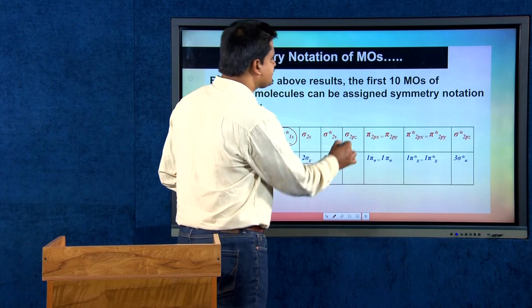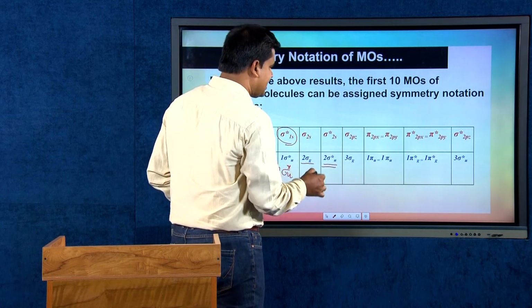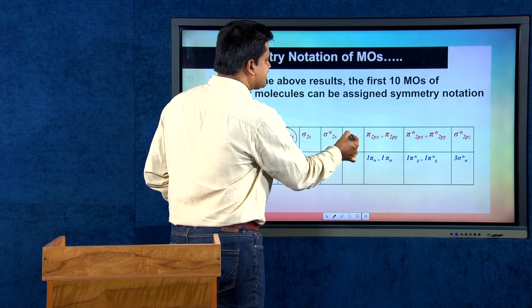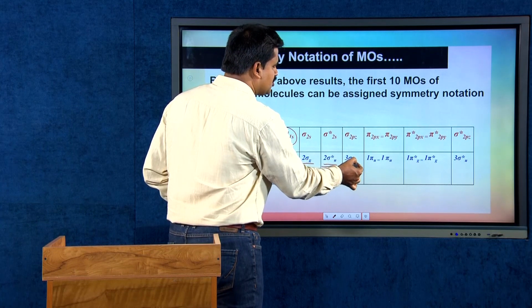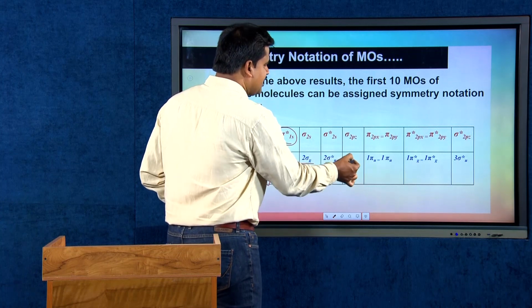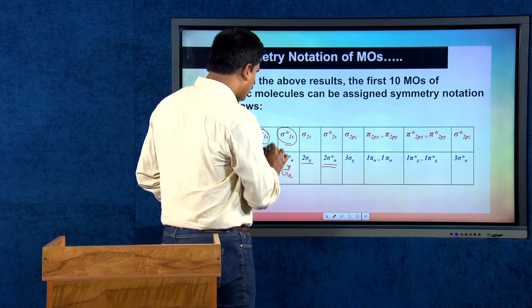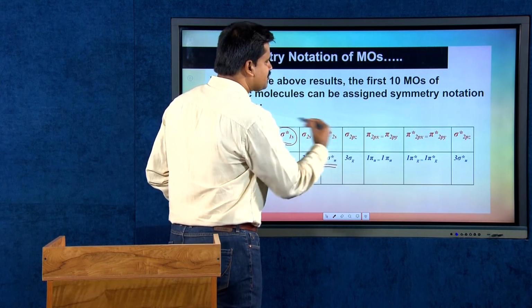In a similar sense, we can represent all other orbitals like this. Sigma 2pz orbital is transformed into 3 sigma g. Since the sigma orbitals are gerade, g is also here. Sigma is carried over here. This is the third sigma g orbital. 1 and 2 are already used, so this is 3 sigma g.